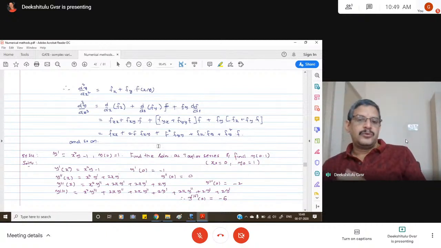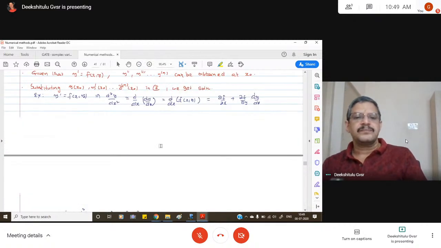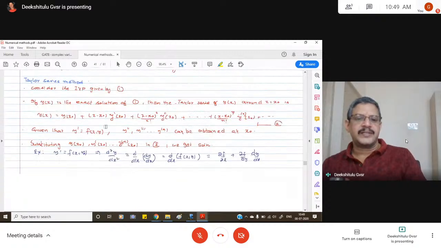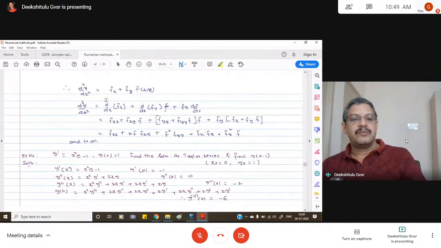So you then substitute x is equal to x naught and y is equal to y naught in these expressions. You will get all the terms involved here: y dash x naught, y double dash x naught, y triple dash x naught, and so on and so forth. So for that you have to calculate these things first.